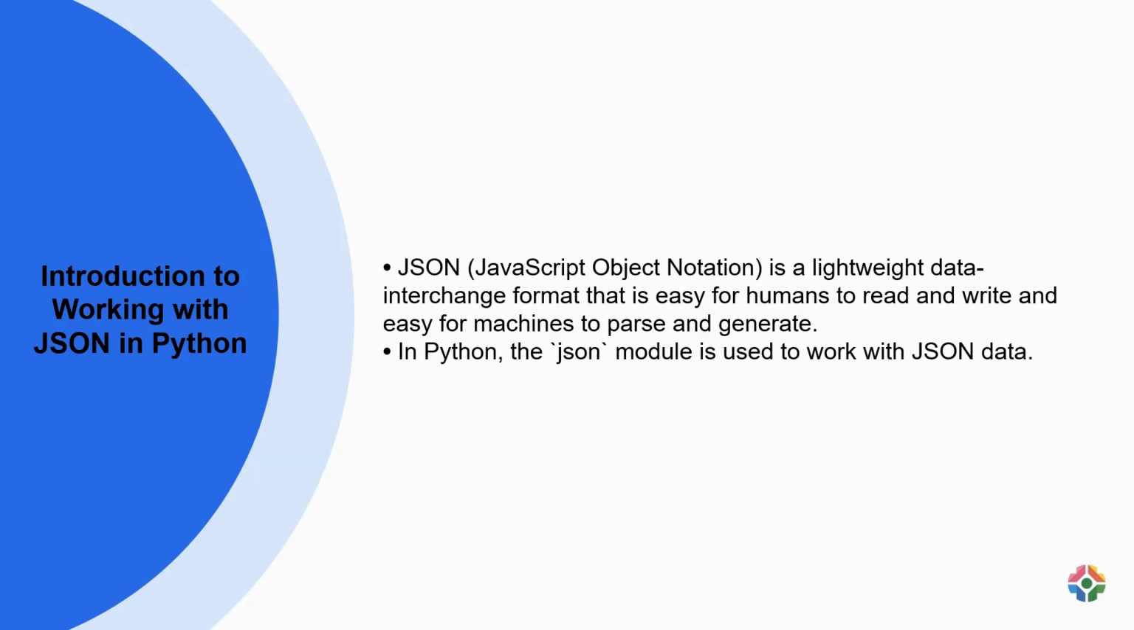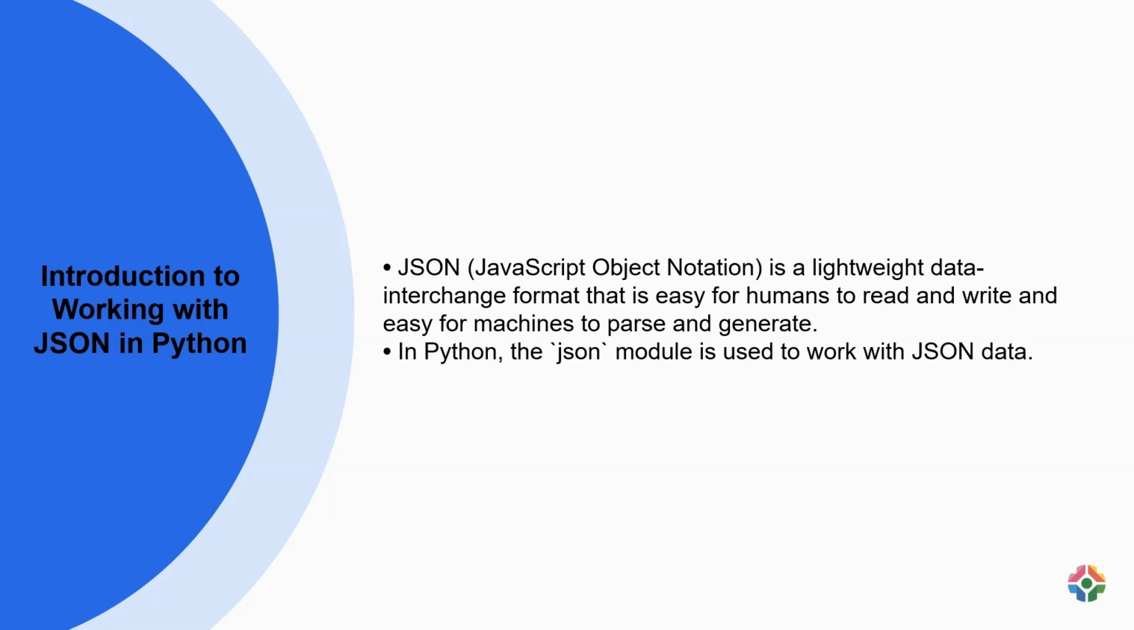To handle JSON data in Python, developers utilize the built-in JSON module. This module provides functions to encode Python data into JSON format and decode JSON data into Python objects. For instance, Python dictionaries can be converted to JSON strings using the json.dumps function, and JSON strings can be transformed into Python dictionaries with the json.loads function.